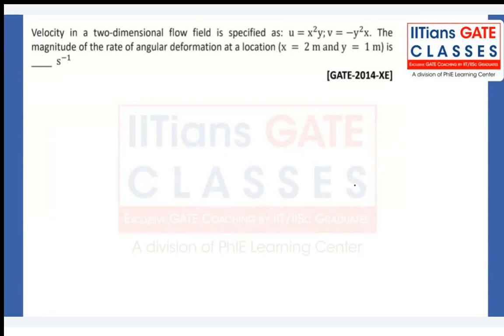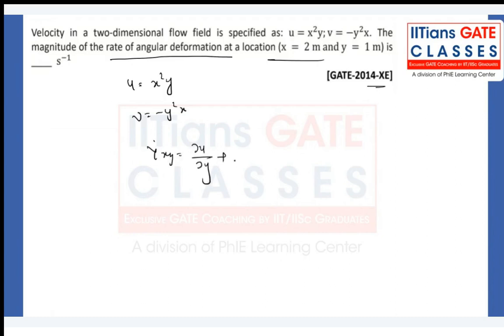Yes. So when you see the XC paper in 2014, they asked the rate of angular deformation at a location. They have given the velocity field, u is x square y, v is minus y square x. They have not asked anything about the shear strain rate. Then what will be the answer? Simply we need to find dou u by dou y plus dou v by dou x. Dou u by dou y, what will be there? x square. Dou v by dou x is minus y square. So that is nothing but x square minus y square. That will be 2 square minus 1, that is 3 units.